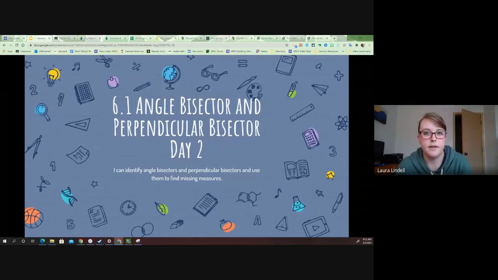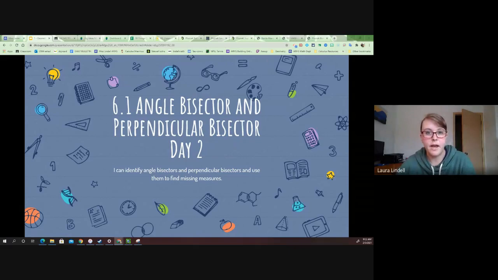So that warm up was kind of the same idea as we were working with yesterday, and today is going to be very similar as well. We're still identifying angle bisectors and perpendicular bisectors. We're using them to find missing measures. We're also going to take a look at when we can and cannot use the perpendicular and angle bisector theorems.